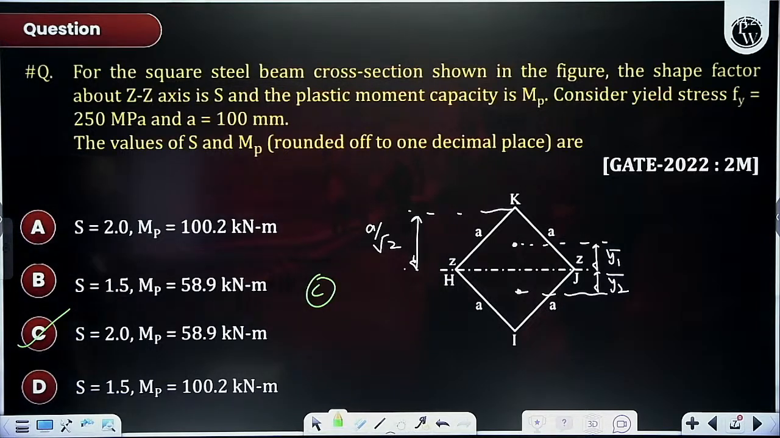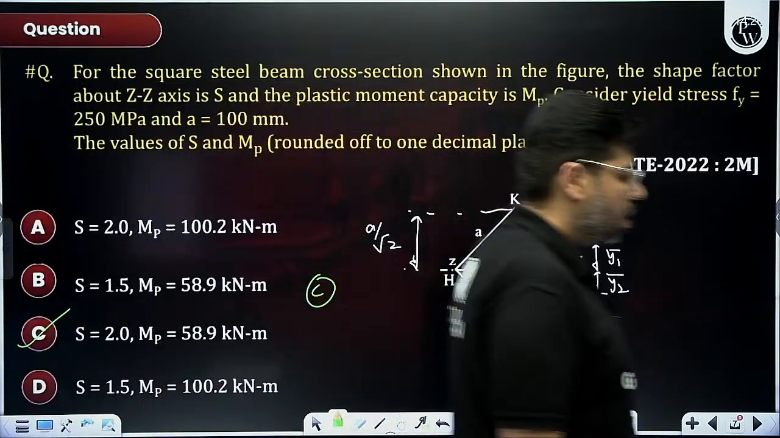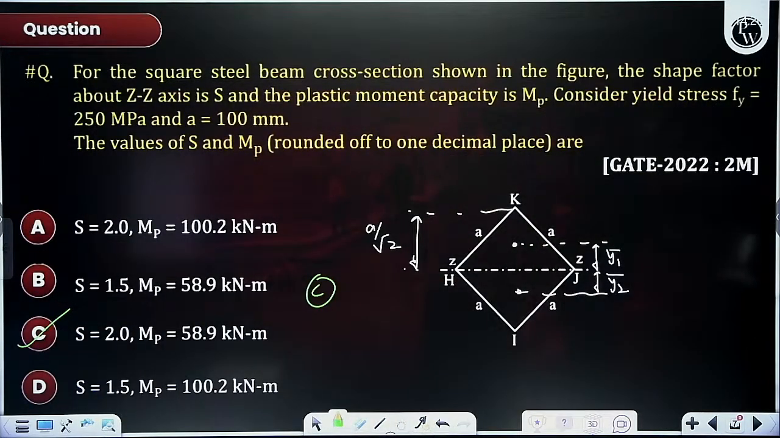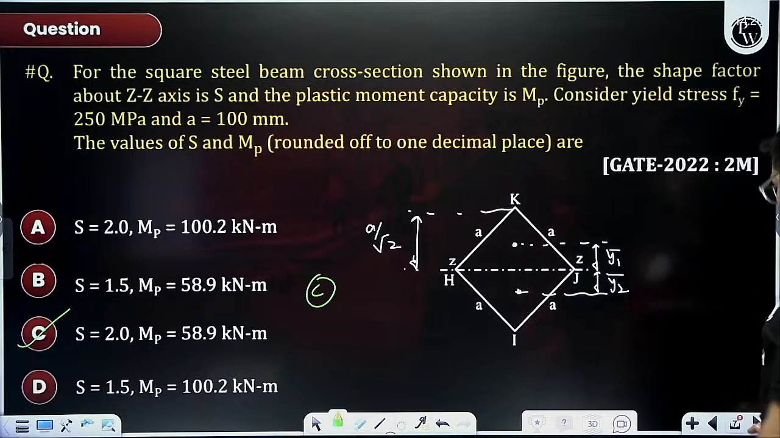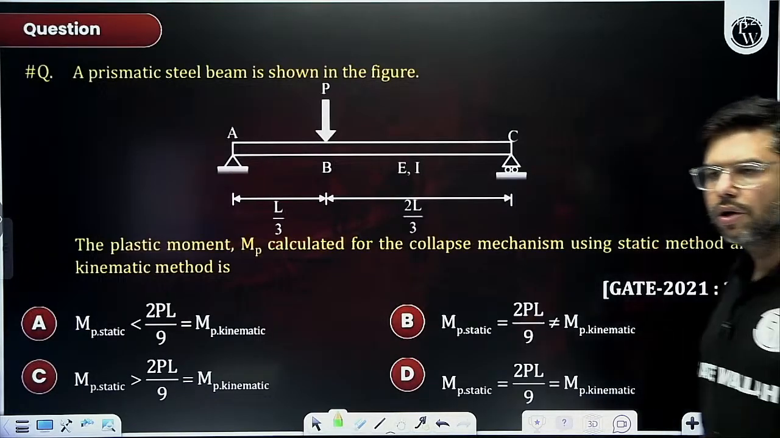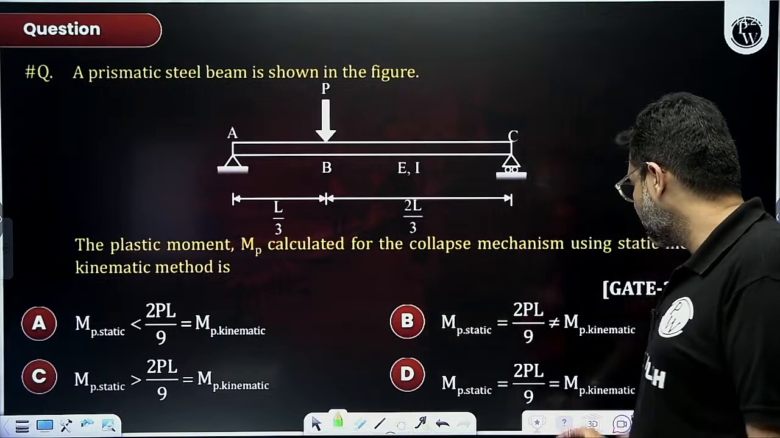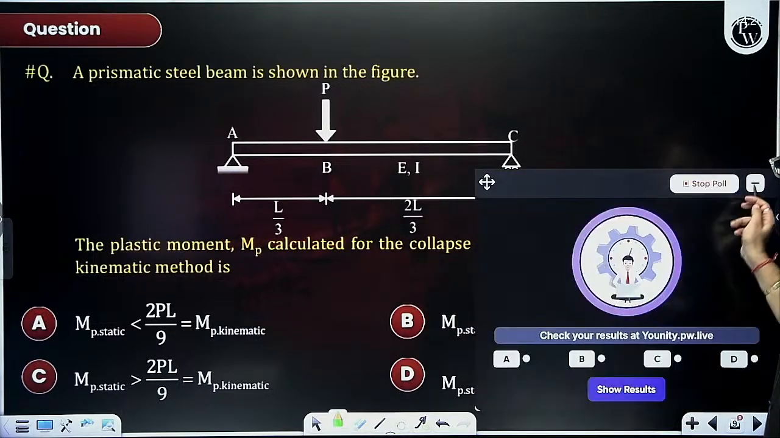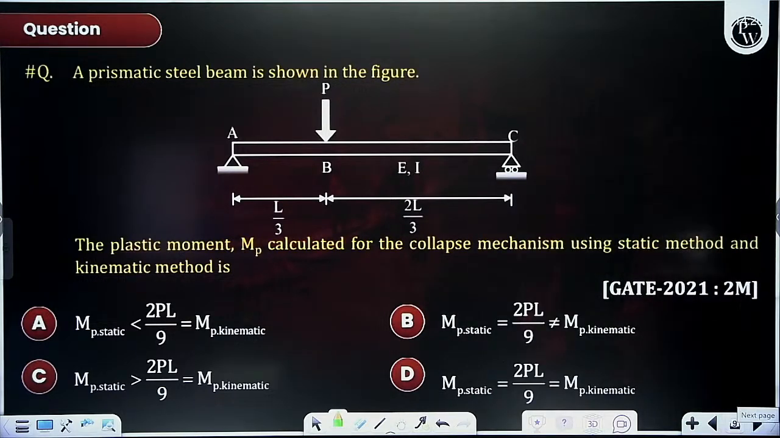Let us see further. Next question. Are you liking the questions? Next would be on static and kinematic method. Try to do this question. These kinds of simple questions are asked in plastic analysis in your exam. Try to attempt this question. Make it fast, please. Okay.